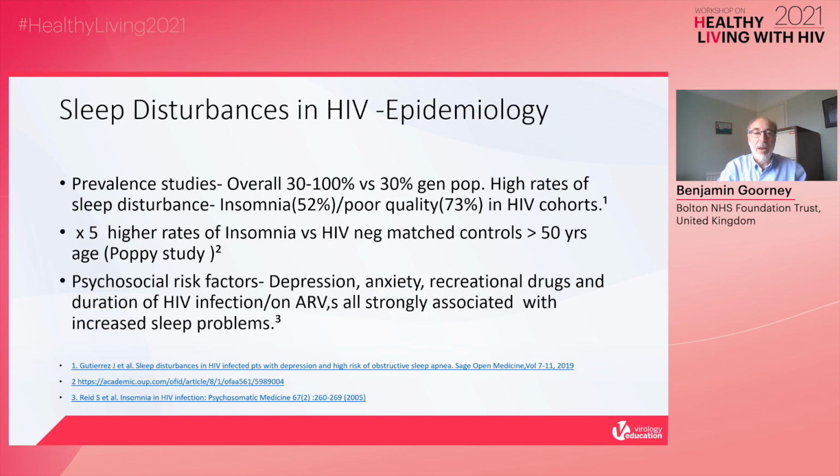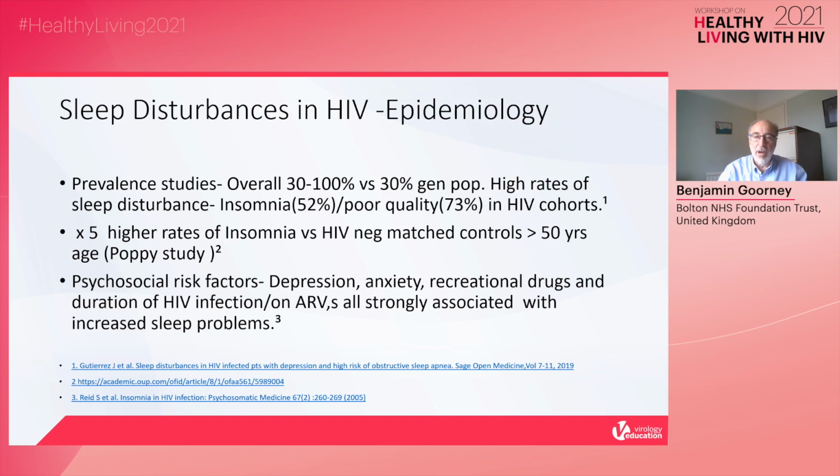So what do we currently know about the prevalence of sleep disturbance amongst HIV patients? Well, most of the studies show the rates are much higher in HIV compared to the general population, depending on which population is sampled, anywhere between 30 to 100% versus 30% in the general population. There are a number of HIV negative matched control studies which show rates of insomnia up to as much as 5 times higher in HIV patients compared to negative matched controls in the over 50s. In terms of causation, the main risk factors focus on depression, anxiety, recreational drugs, and duration of HIV and of antiretroviral therapy, all strongly associated with the development of increased sleep problems.